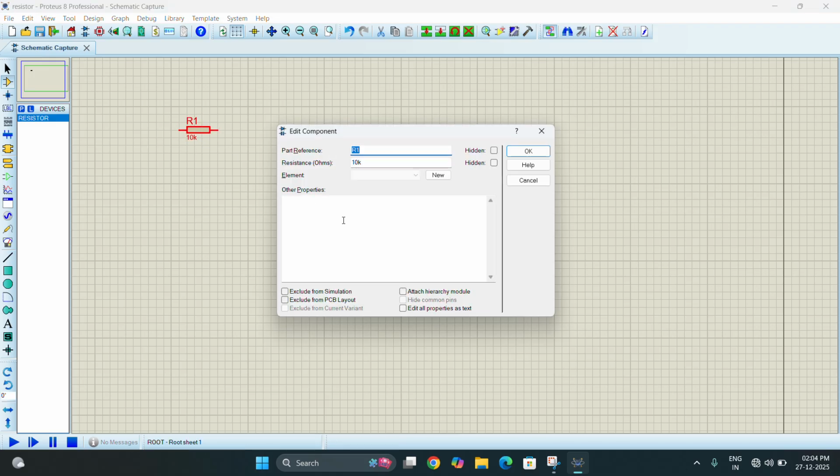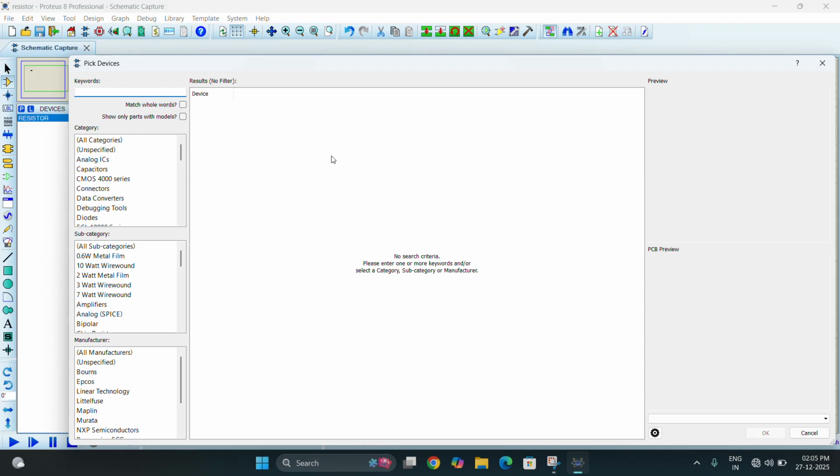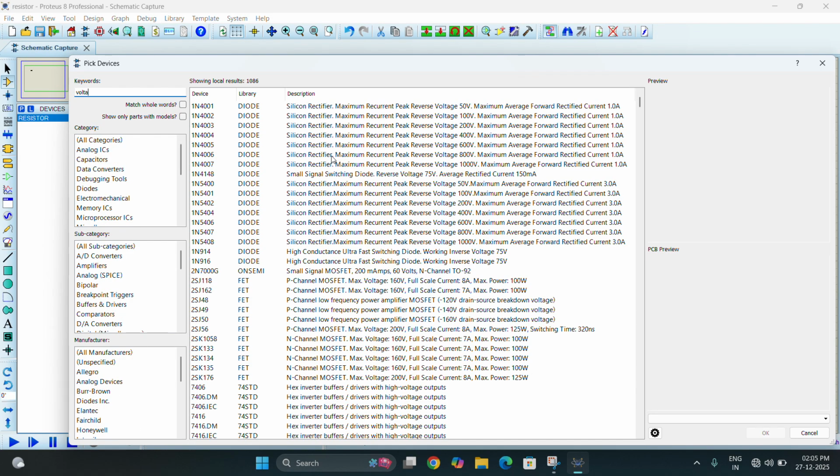We can change it by double clicking on that component. Here it is written 10k. I will make it 1 ohm for simplicity for now. Okay, so this is a single resistor. You might be seeing that it is a two terminal component. Now let me take the voltage source. Why am I taking a voltage source?